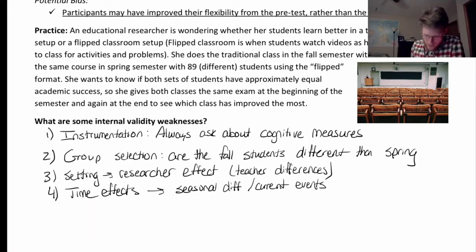Okay. Let's see. So the other things we have are mortality. So mortality could play a role if we're thinking about people dropping out of the study. I guess I didn't say mortality, but dropping out. And this would be an issue if people are dropping out at different rates or for different reasons.